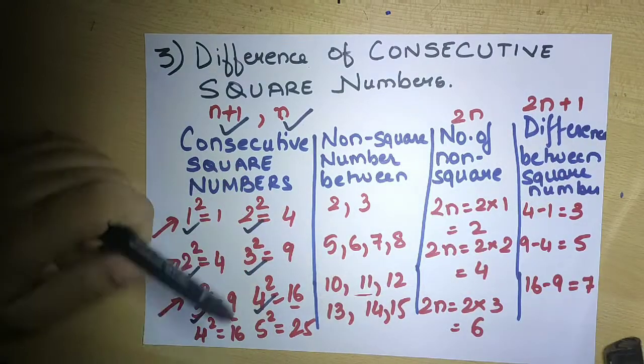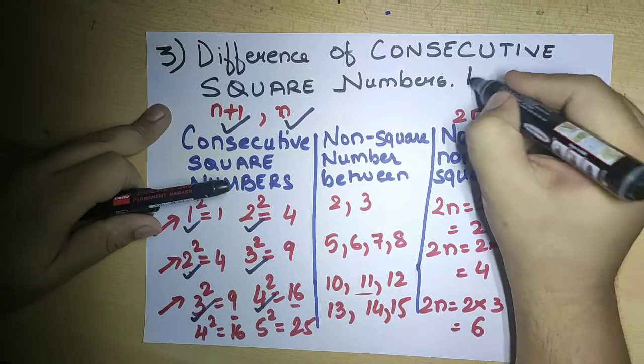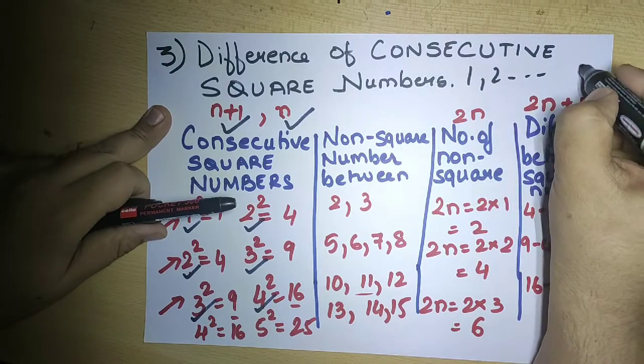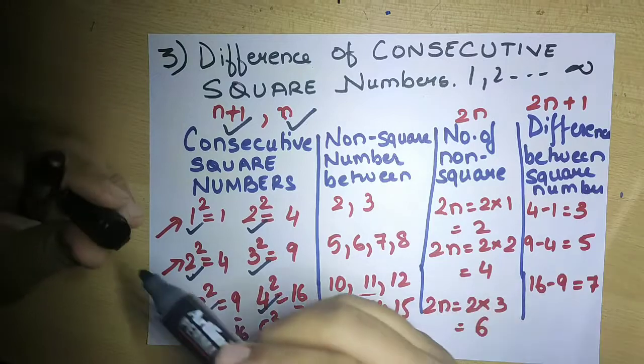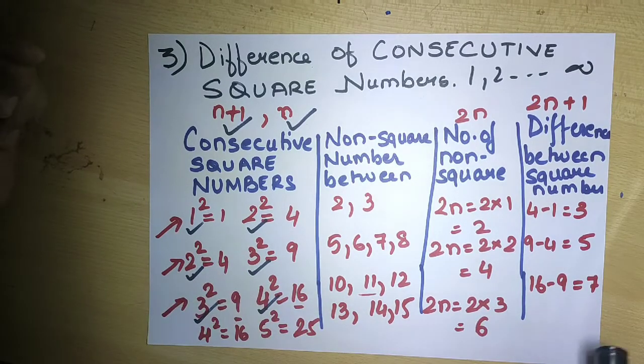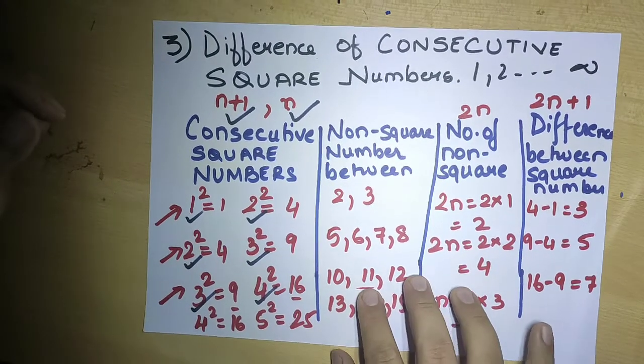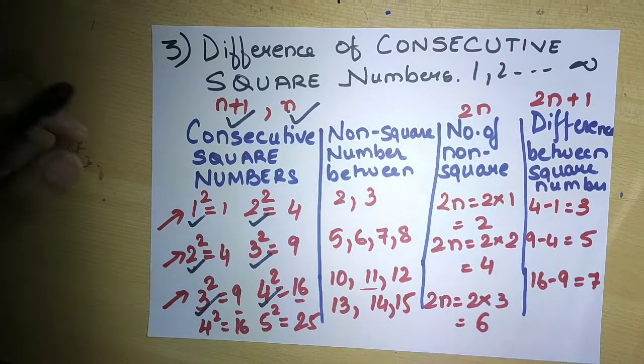This pattern continues from 1, 2 till infinity. Whatever number you take, you can get the same answer. Please note it down for your future reference. In the textbook it is given, but this is the easiest method.